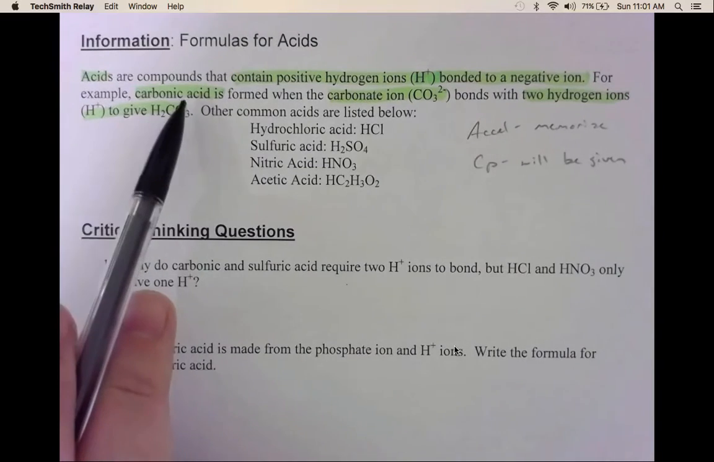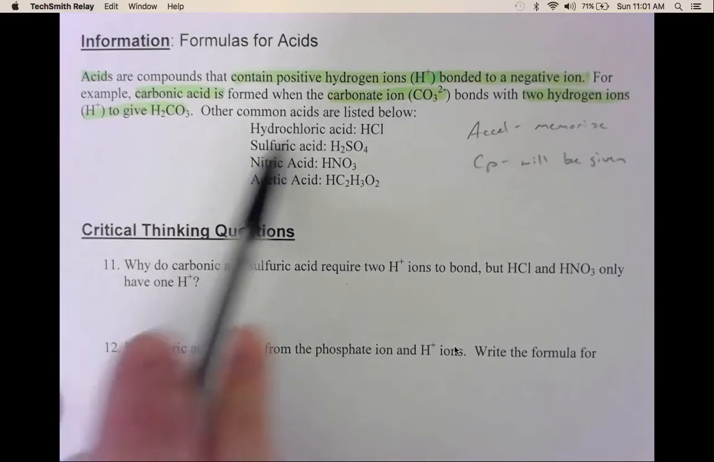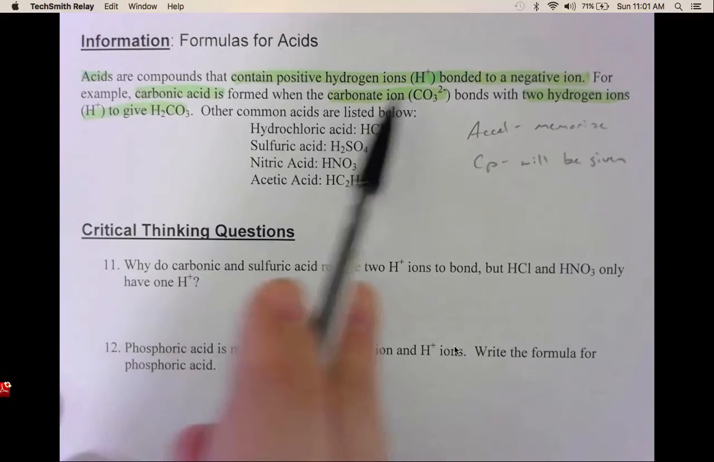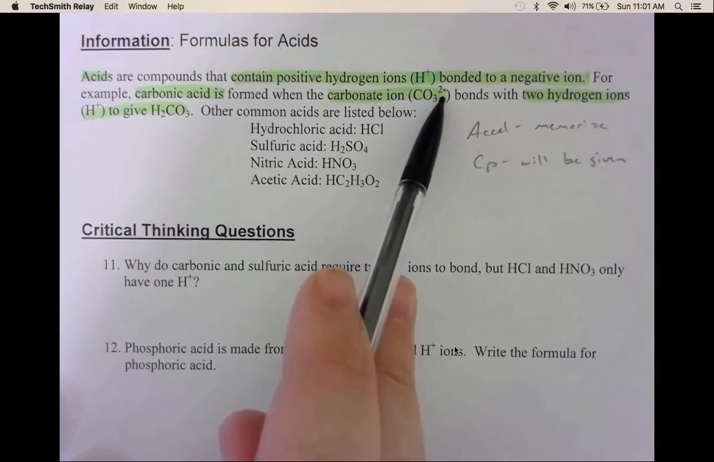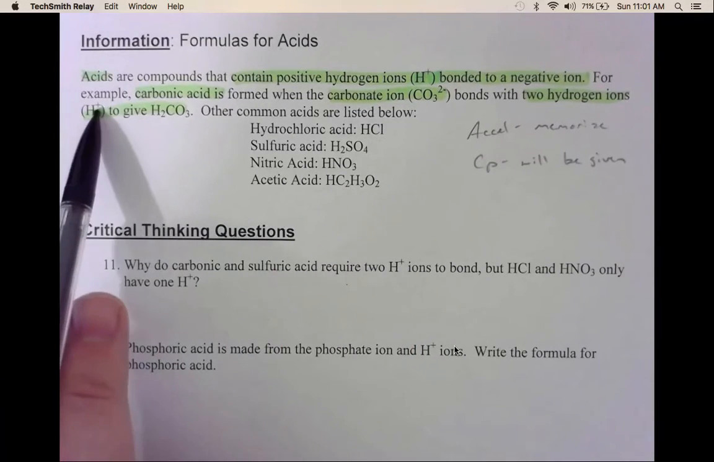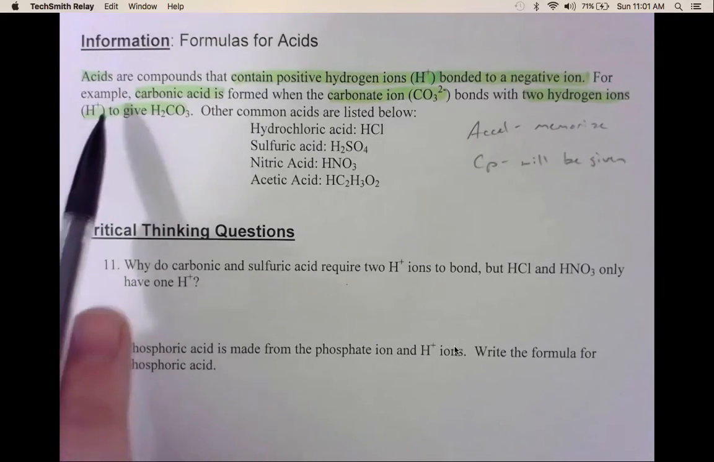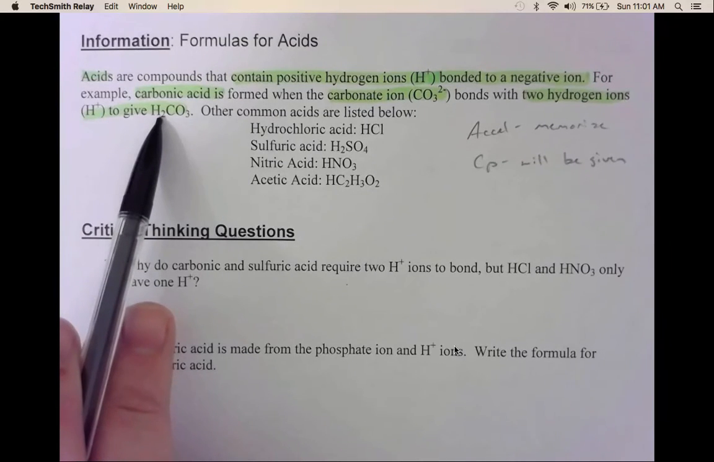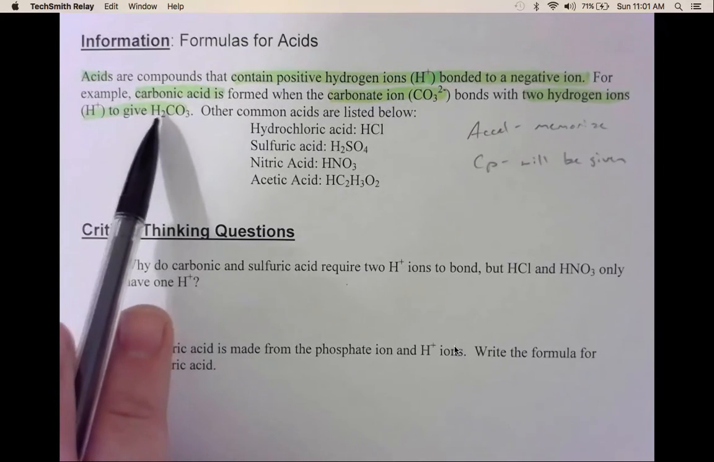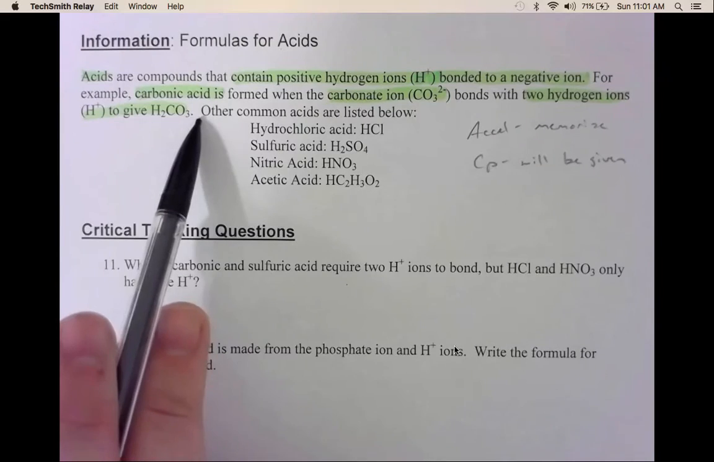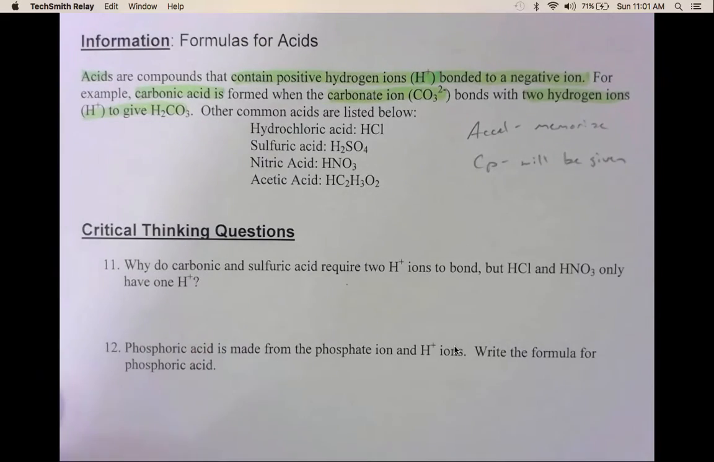The example is carbonic acid. It's formed by the carbonate ion. So the carbonate ion has a -2 charge. We know that hydrogens have a +1 charge. So to make this neutral, you would need to have 2 hydrogens. So that's what we see in this formula. We have H2CO3. You need 2 hydrogens to balance out the 1 carbonate ion.